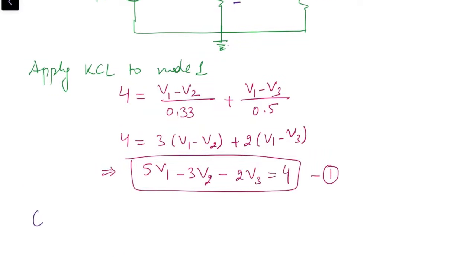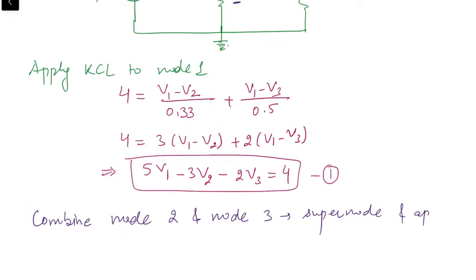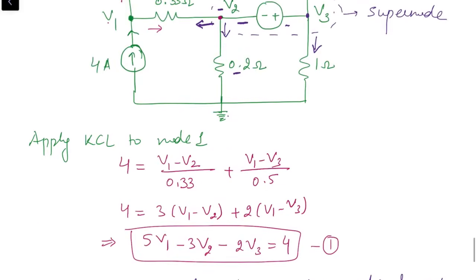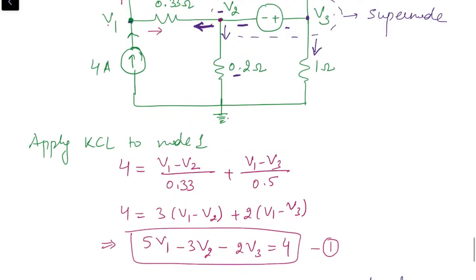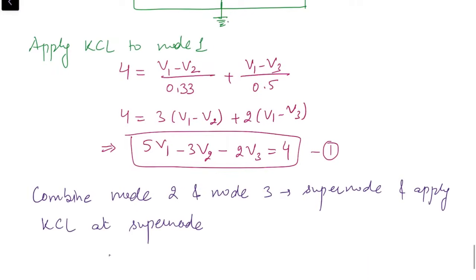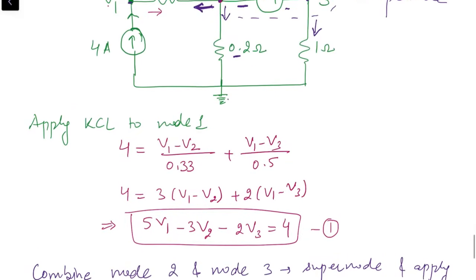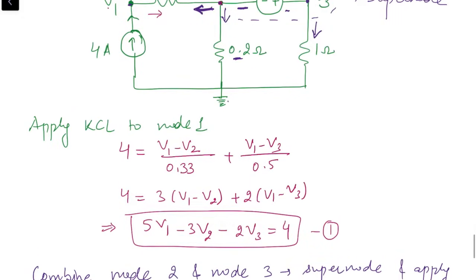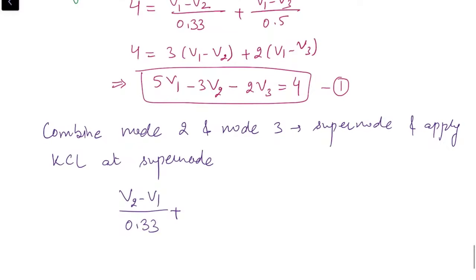So next step is to combine node 2 and node 3 to form a supernode and apply KCL at the supernode. When we apply KCL, current through this branch is (V2 minus V1) upon 0.33. Then next is the 0.2 ohm resistance connected to second node, so it's (V2 minus 0) by 0.2.